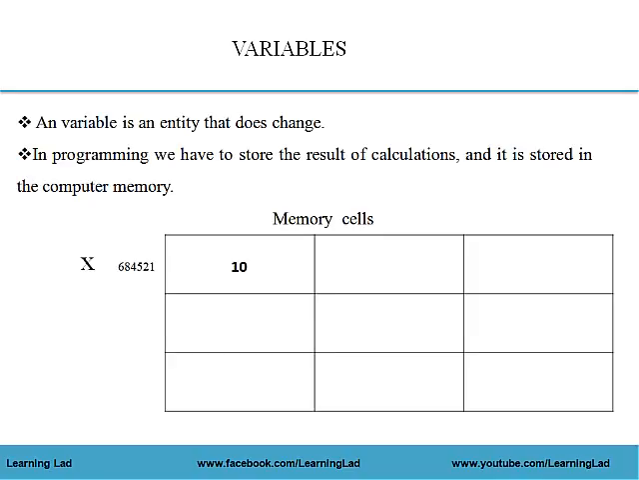Then let's go to the variables. A variable, as the name indicates, is an entity that does change. In programming, we have to store the result of calculations, and these results are stored in a computer memory. The computer memory consists of a lot of small memory cells, and each memory cell has its own address. As you can see in the figure, 684521 is the address of the memory cell, which contains a constant 10. To make the usage of this memory cell easy, we give that memory cell a name. Here x is the name given to this memory cell.